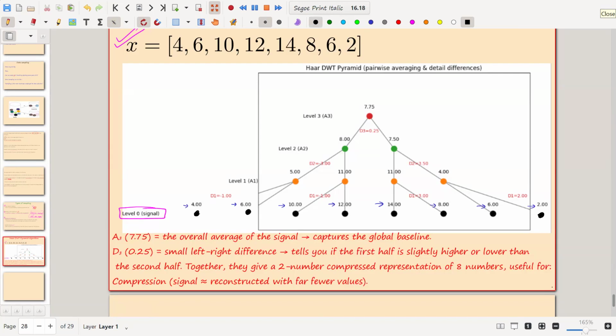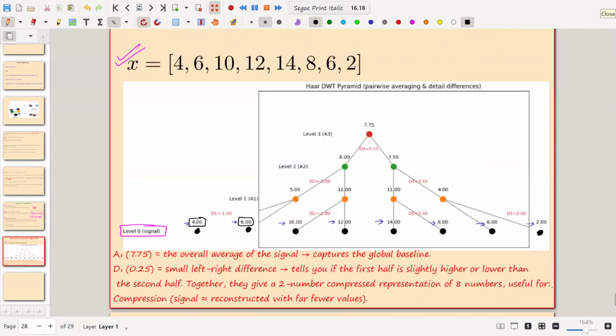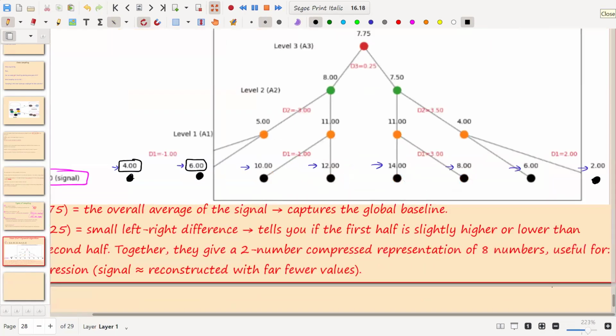So what you do is you take this element 4, take this element 6. Let me zoom it. Take 4 minus 6 and divide by 2. What you get? -1. So that is shown here. That is the first level obtained with difference.